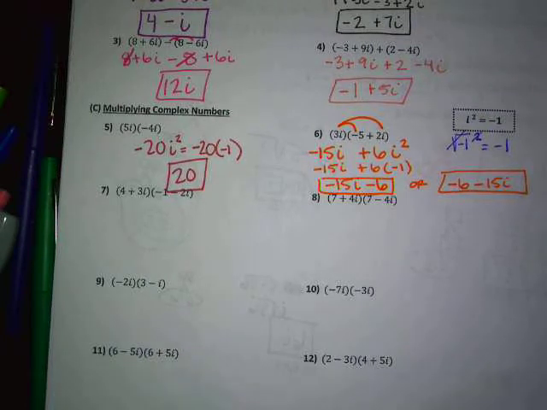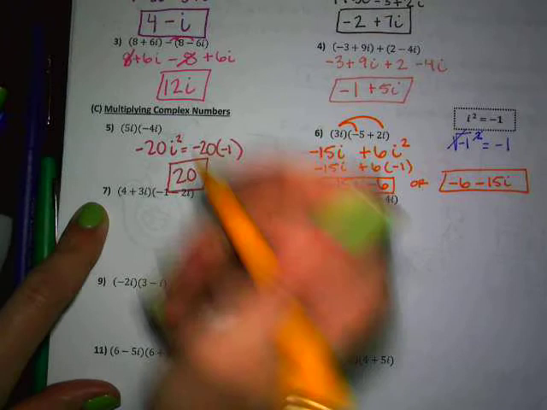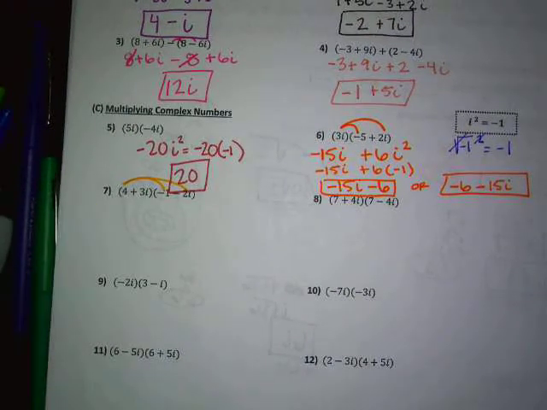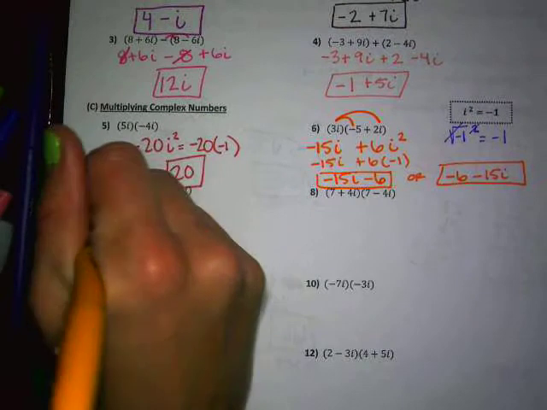Alright, 7 and 8. I am going to do the distributing way with 7, and I will do the box with 8. You can choose which method you like, but you do have to distribute everything out and FOIL everything out on these problems. On number 7, I am first going to distribute the 4. So 4 times negative 1 is negative 4.